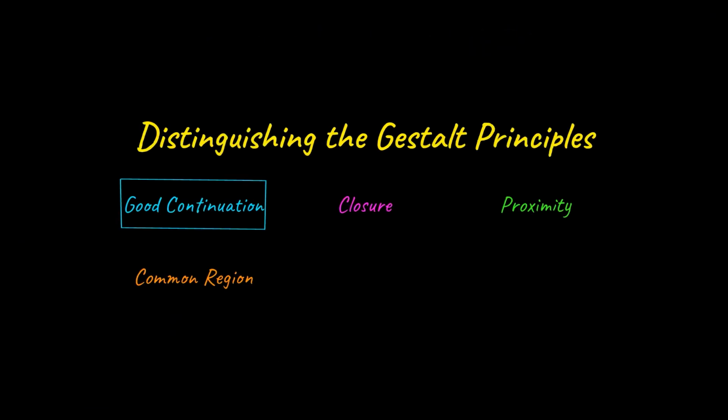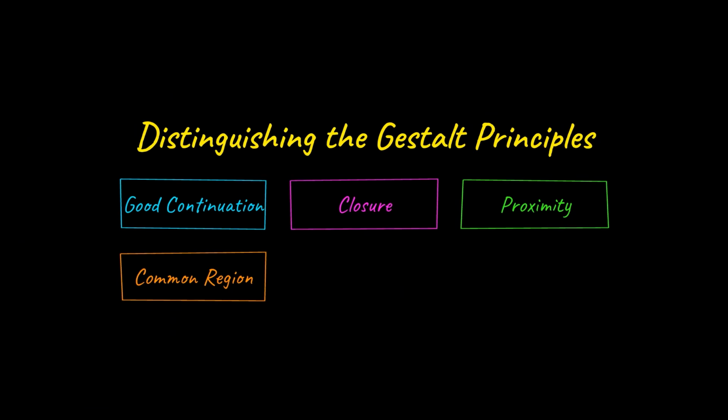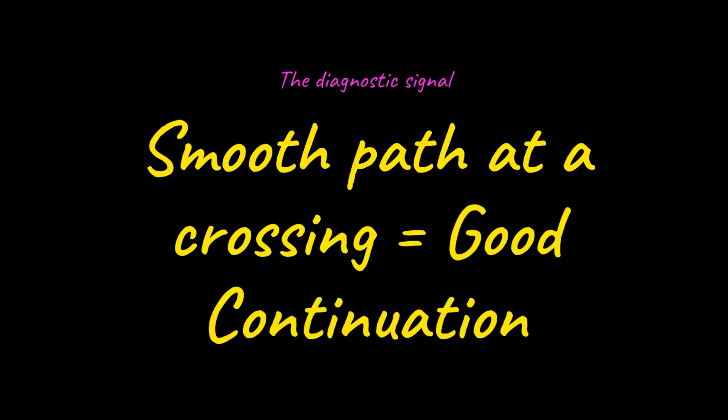The exam trap is confusing these four principles. Closure fills in missing contour gaps. Proximity groups elements that are physically close. Common region groups items sharing a bounded area. Good continuation is specifically triggered by smooth paths at crossings or junctions. Whenever a question describes two curves crossing and being perceived as continuous rather than as four separate segments, good continuation is the operative principle. Smoothness at the junction is the key diagnostic feature.